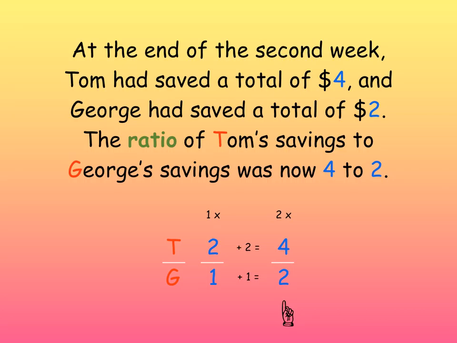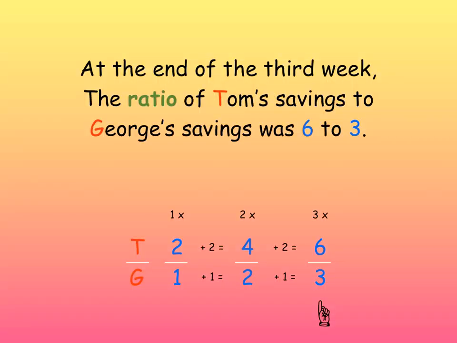At the end of the second week, Tom got 2 more and George got 1 more, so Tom had saved a total of $4 and George had saved a total of $2. The ratio of Tom's savings to George's savings was now 4 to 2. That's the second time. At the end of the third week, the ratio of Tom's savings to George's savings was 6 to 3.